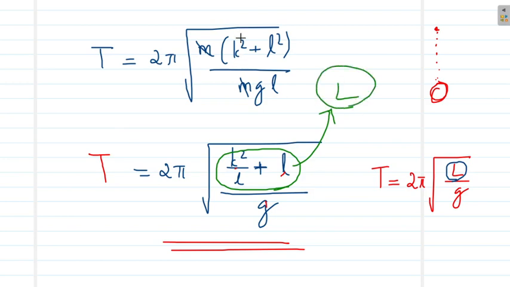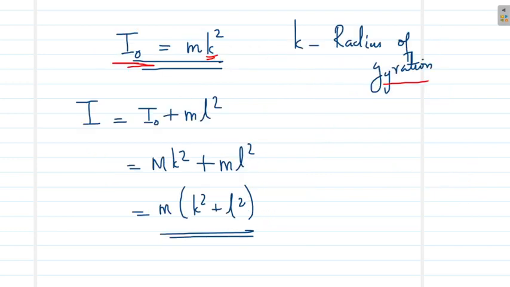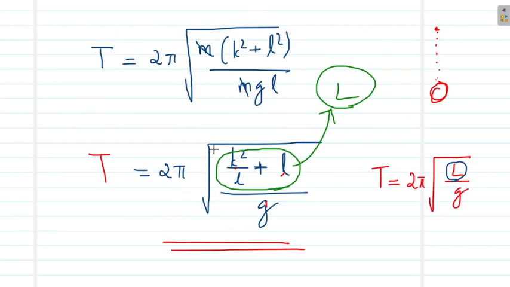So if you want to construct a simple pendulum with the same time period as the present compound pendulum, then tie this mass at a length of k square by L plus L from the point of suspension. So if you keep that length as k square by L plus L, then you will have a simple pendulum of same time period. So that is another important concept that you can remember.